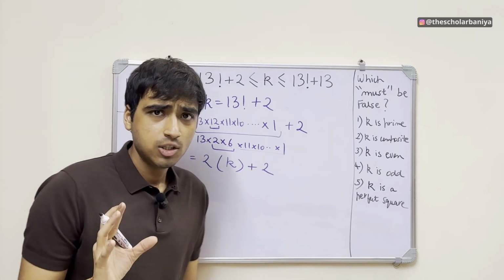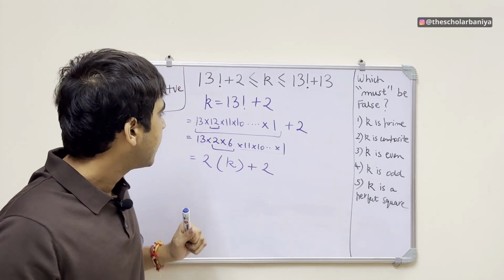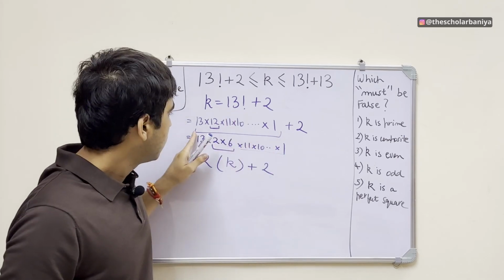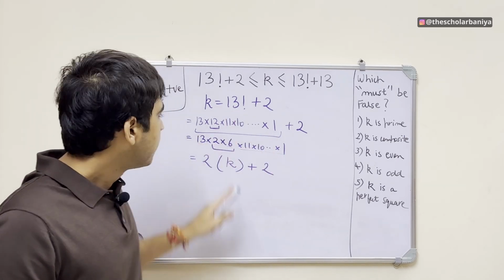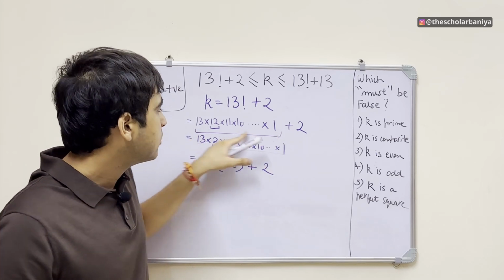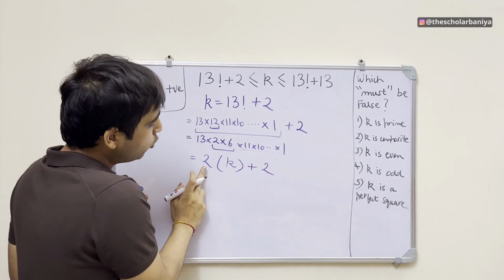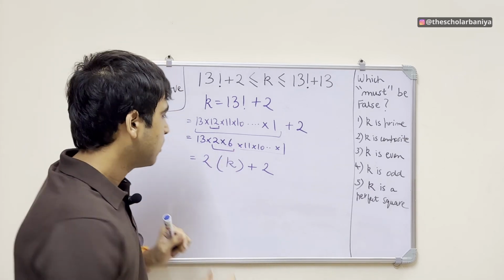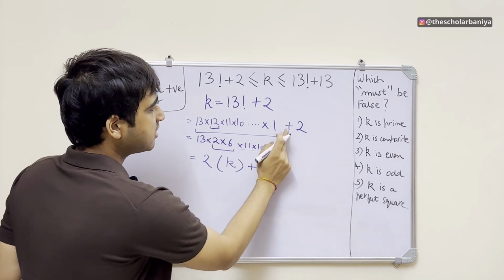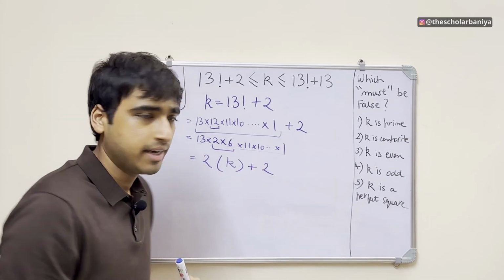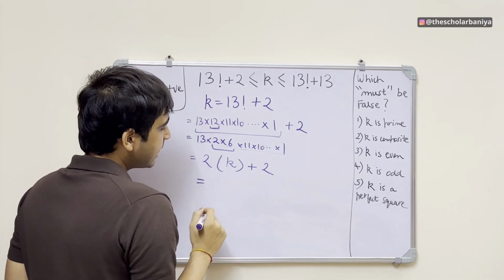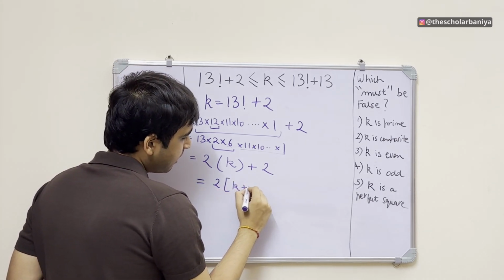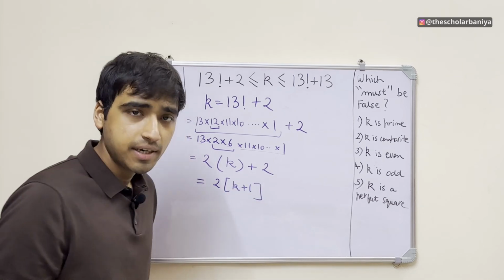I hope you are understanding this. So what did I do? I first broke 13 factorial and wrote it in this form. Now I am taking 2 common from this, and this is some number k. I don't know its value, I would have to calculate it, but I don't care about that. And this is plus 2. I hope this should be fine, right? So now I can write this as 2 times (k plus 1). I hope this should be clear.